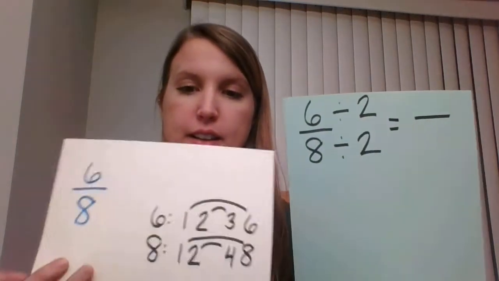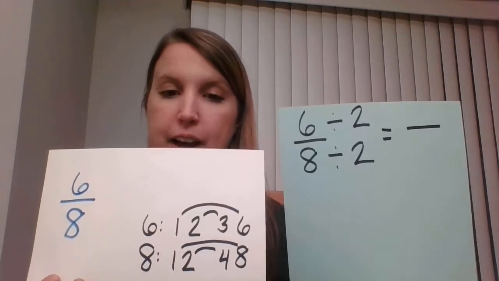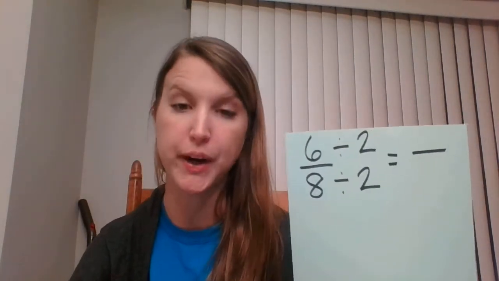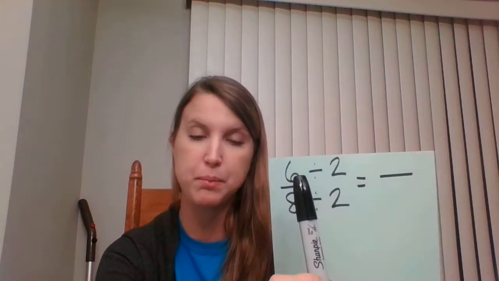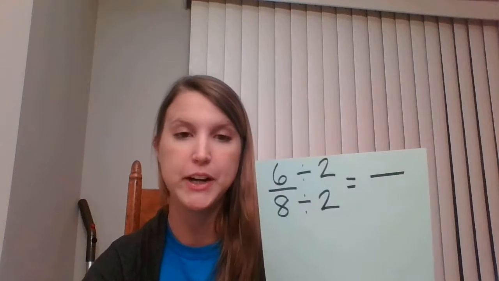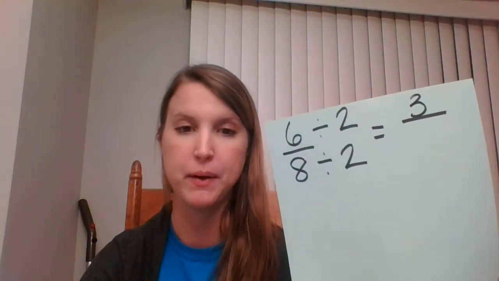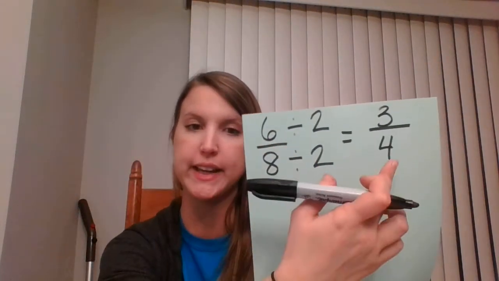So looking back, I've listed my factors of my numerator and denominator. I found my greatest common factor, which is 2. And now I need to divide by that greatest common factor. So let's work backwards. What can I multiply by 2 to get the product of 6? Well, I know that 3 times 2 is 6. So that means that 6 divided by 2 equals 3. What about 8 divided by 2? I know that 4 times 2 equals 8. So that must mean 6/8 in simplest form is 3/4.